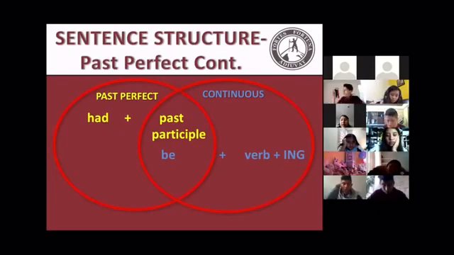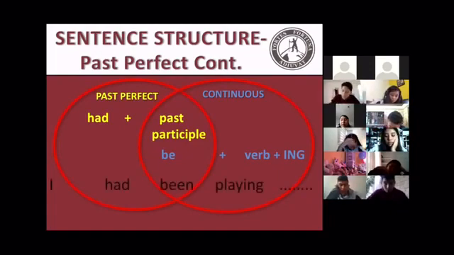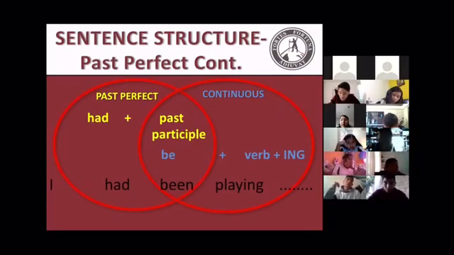I'll put an example on the bottom and you can see how it works, okay? So then we have our had, then we have our been, and then we have our verb with the ing. So I use playing. I had been playing. Okay, that is how you start your past perfect continuous sentences. Obviously, that is affirmative, it's not negative or a question.